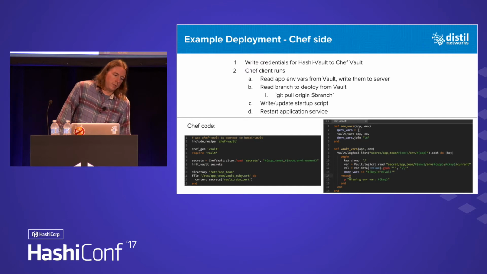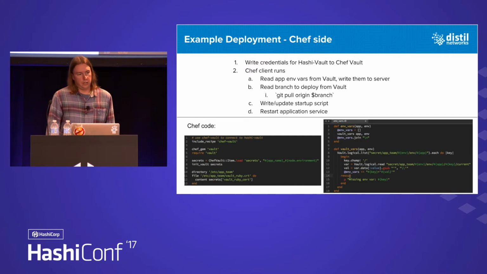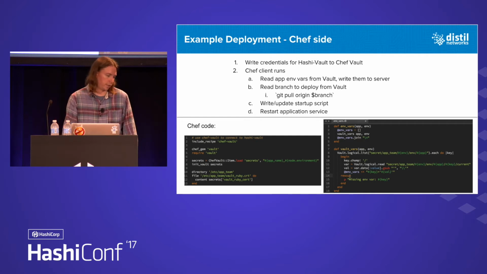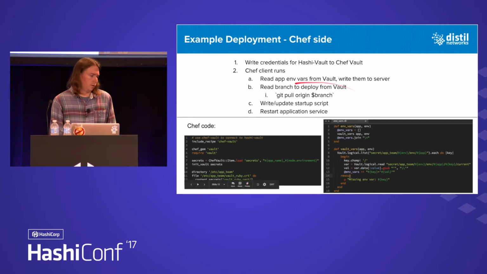OK, so I'll talk about what the actual code looks like on the Chef side. Everything that I've talked about so far, that code was running on the client side. As I mentioned, we write the credentials to HashiVault, and then Chef triggers. During this process, we're going in and saying, OK, let's git pull origin and then the branch that they just set it to. Because the service changed, it will trigger a restart, and the application restarts.